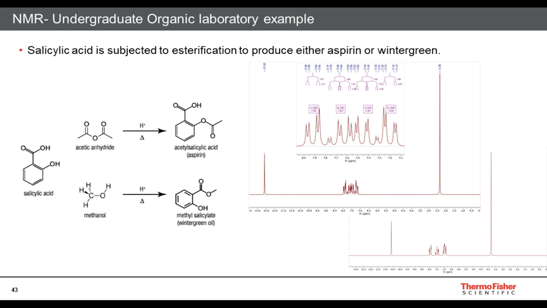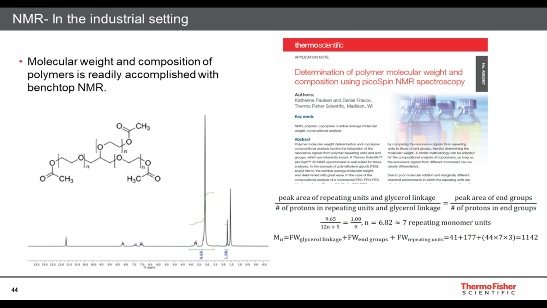Of course, at this point, I have to bring back the synthesis of aspirin or wintergreen oil just to bring everything together. And so salicylic acid is subjected to esterification to produce either one of those, and you end up with two very different NMR spectra. You have all the multiplicity and J-couplings you need to pull out each of the individual unsubstituted aromatic ring portions and look at the effect of that acid and where it shows up, and kind of relate these to the spectral interpretation that students are expected to learn at that organic chemistry level.